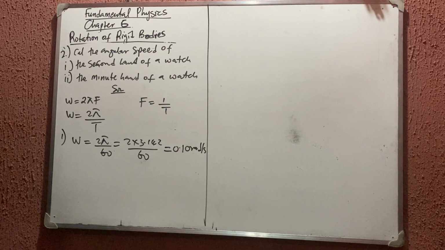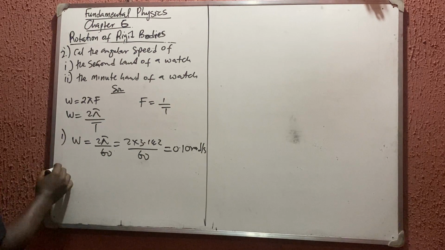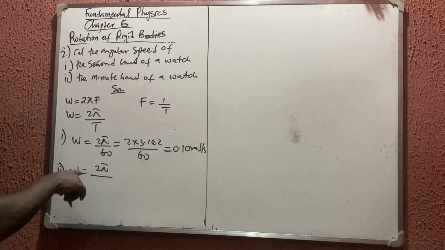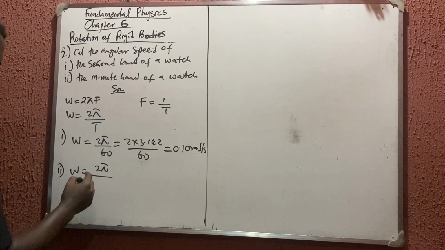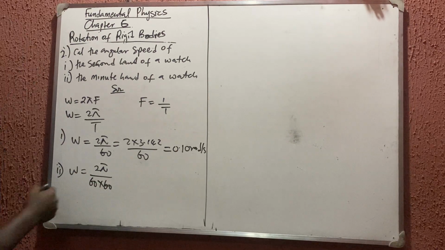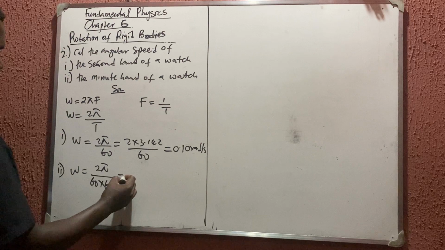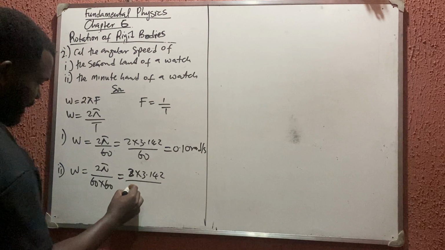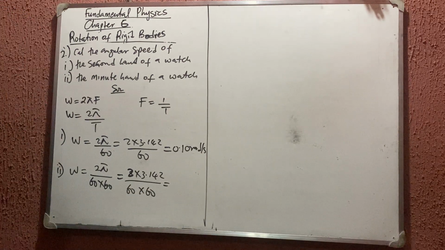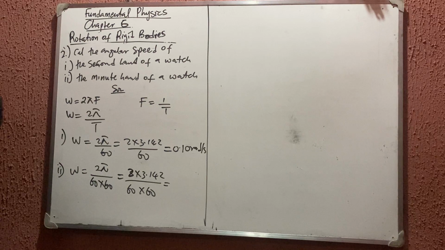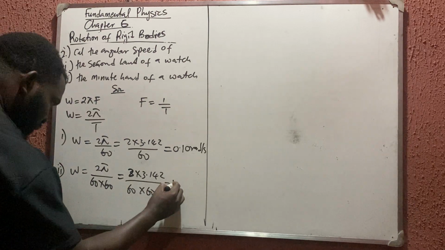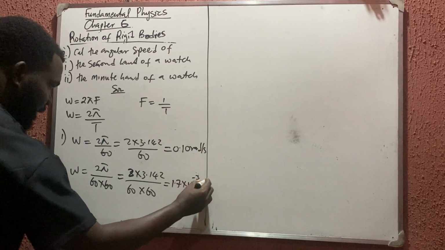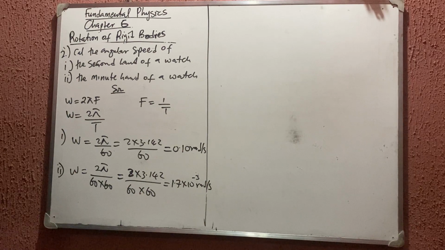Now the second one, they say the minute hand. The minute hand means 2 pi divided by 60 times another 60, because if they are talking about minute, you say 60 times 60. If they say hour, put another times 60. So I'm going to have 2 times 3.142 divided by 60 times 60, which gives 1.7 times 10 raised to power minus 3 in rad per second.